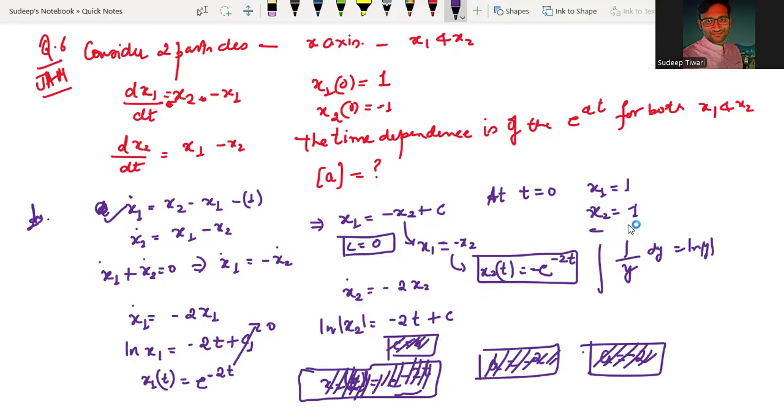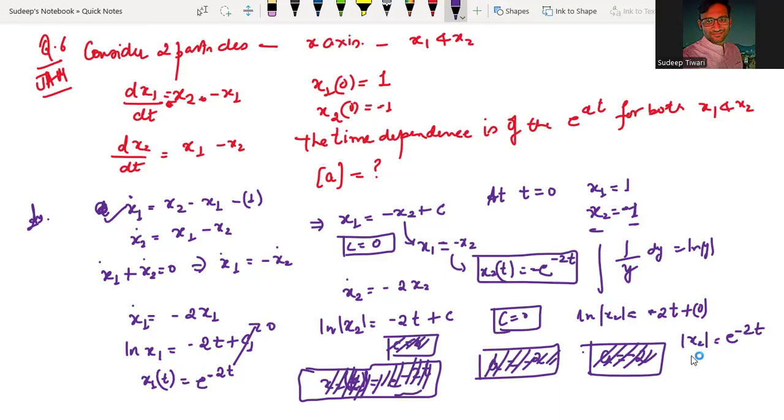At t equal to 0, x2 was equal to minus 1. So at t equal to 0, if x2 was equal to minus 1, then c turns out to be 0. So from here, ln of modulus of x2 turns out to be minus 2t plus 0, and here modulus of x2 turns out to be e raised to the power of minus 2t.